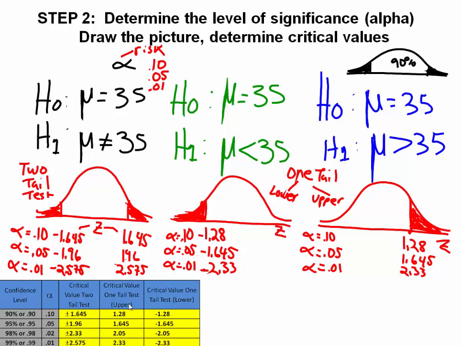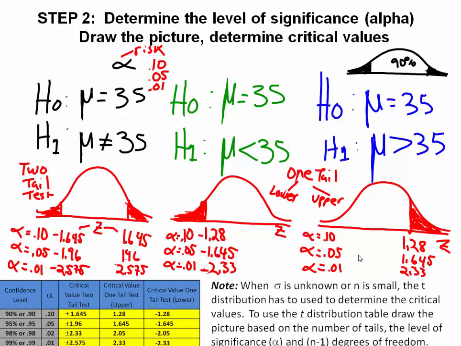Here's a table that supplements the table in the lower right-hand corner of your positive table on your Z distribution table. One note: when sigma is unknown or we have a small sample size, we have to use the t-distribution. And we discussed the t-distribution in the last chapter. We have to use the t-distribution in order to find the critical values. We still draw the picture based on the number of tails, and the level of significance is alpha, and we have to use n minus 1 degrees of freedom.